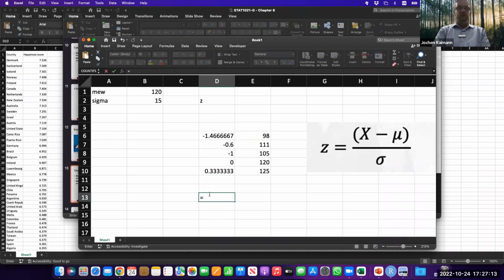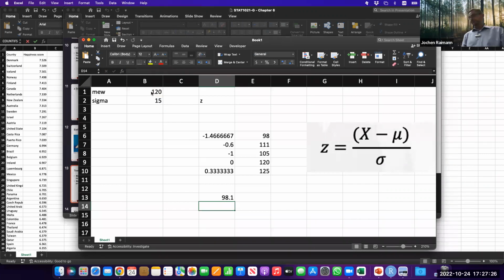So you use now minus 1.46 multiplied by your sigma plus your mean, and you're back at 98, 98.1. Because you're just rearranging it, right? If you have x minus mu divided by sigma, and you multiply the z by the sigma, the sigma is removed, and then you just bring the mu to the other side, and you're basically back at the x. It's just rearranging the formula.